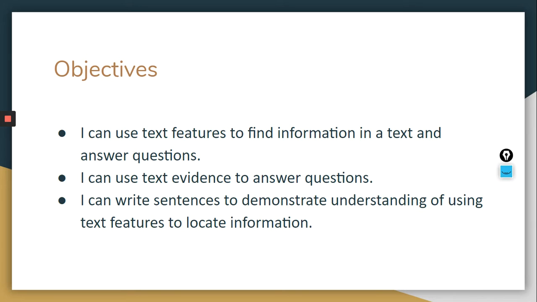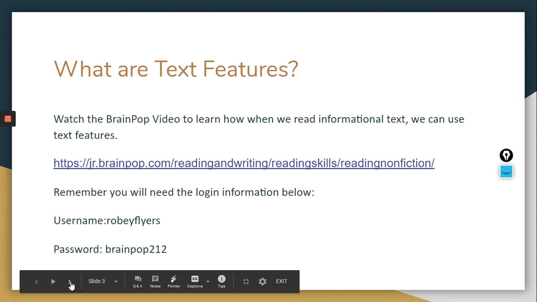Now, we have been doing this in the past, so hopefully this can be a refresher in our mind of what those text features are. We're also going to use text evidence to answer questions, which you should always use. And the last one is I can write sentences to demonstrate understanding of using text features to locate information. So we're going to be able to use those text features and write about how they help us understand information.